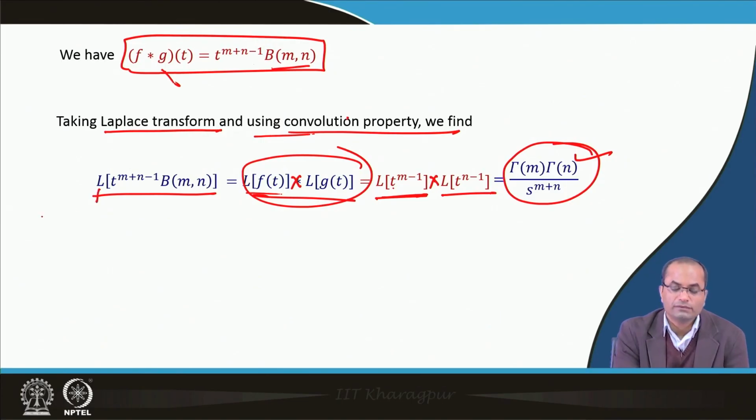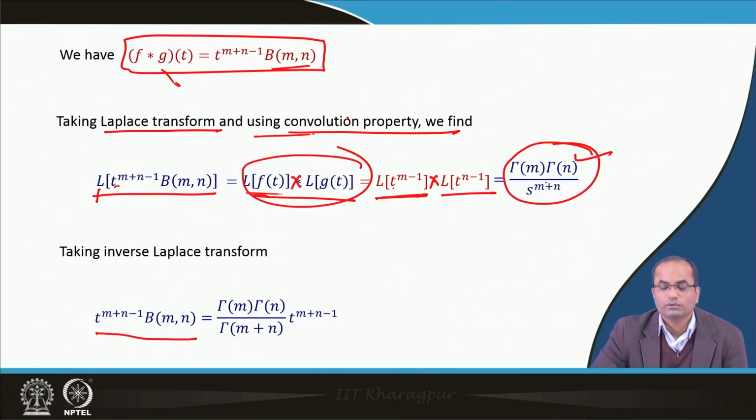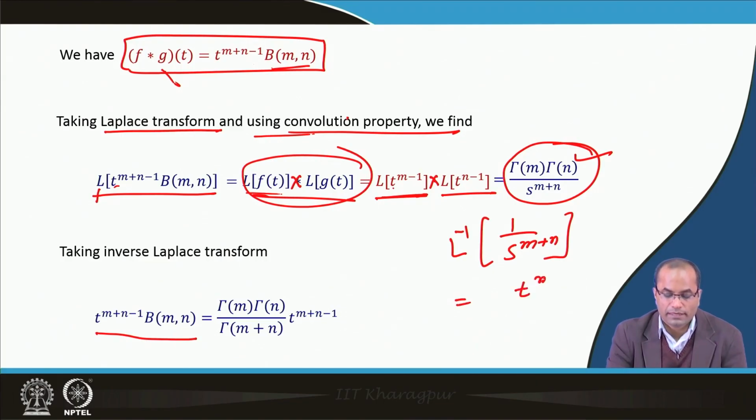Now if we take the inverse Laplace transform, what will happen? We will have here t^(m+n-1) and this beta function B(m,n), and on the right hand side gamma m gamma n times the inverse Laplace of 1 over s^(m+n), which is t^(m+n-1) over gamma (m+n).